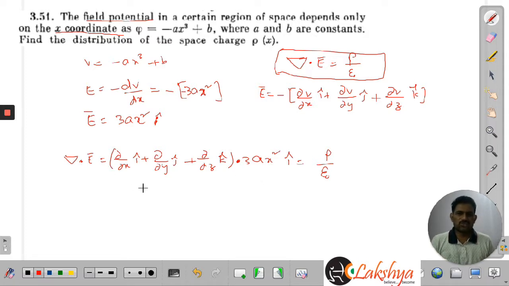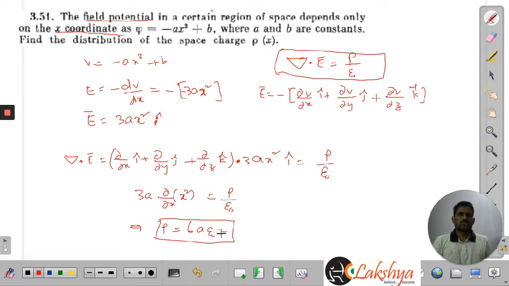If you do the dot product and differentiation, 3a I can write outside, so 3a into dou by dou x of x square. The remaining terms will be 0. So this will be equal to rho by epsilon naught. From this I can write rho, simplifying, as 6a epsilon naught into x. So this will be the charge density here. The volume charge density is also varying with x. That is the way of calculating the charge density if the potential is given to us.